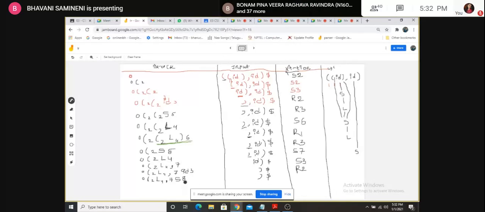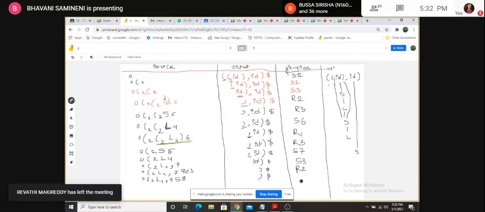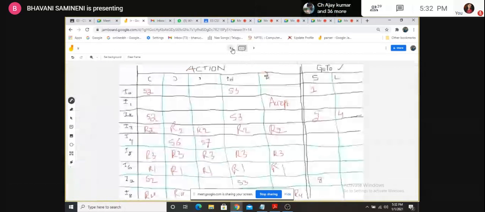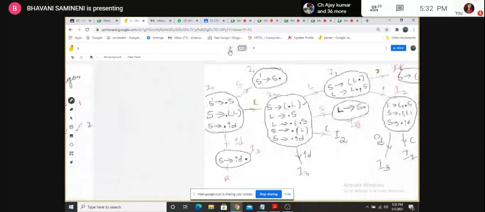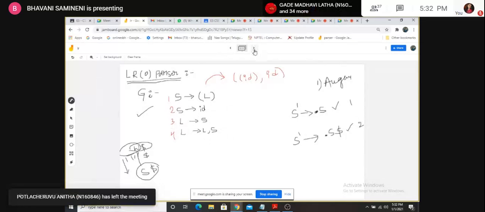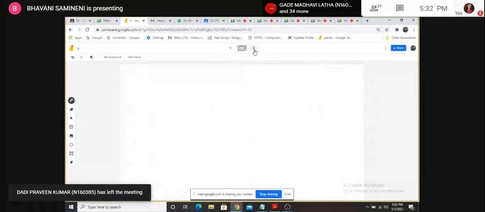And now we have to cross check. I8 on closed parenthesis. The action specified is R4. Okay, R4 means the reduction action. What is the R4? Just to know R4: fourth production, L comma S.